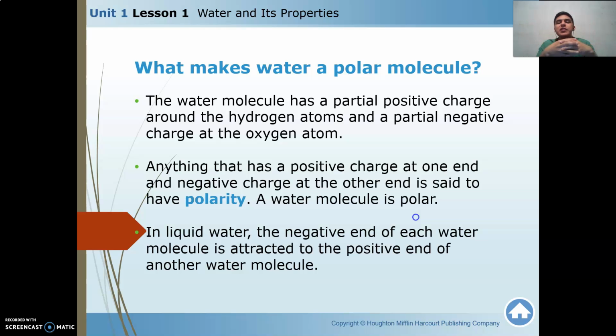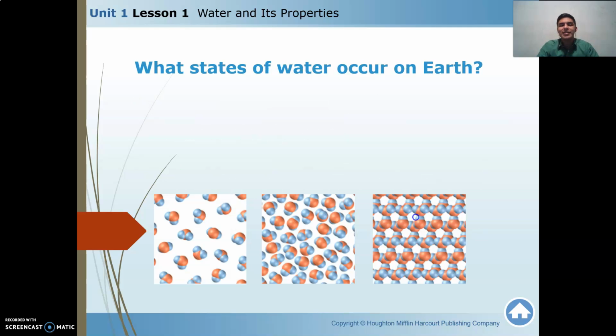And due to the properties of water, in which at one end it's going to have a negative charge, and right at the other end it's going to have a positive charge, it makes it a polar particle, because it can assemble together with other particles of the same kind, due to the opposite charges that it's going to have, depending on the parts that you can see there. And what states of water occur on Earth?